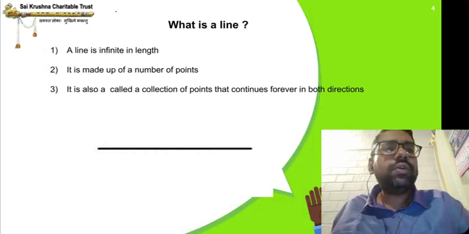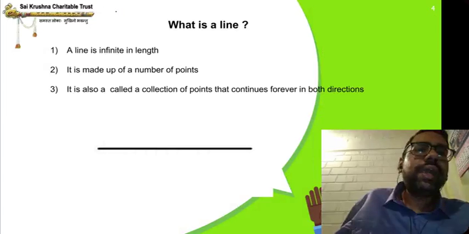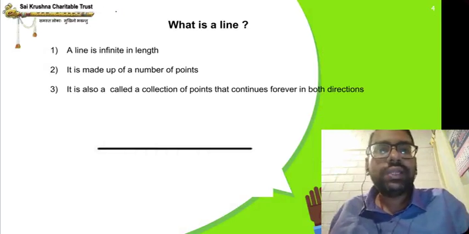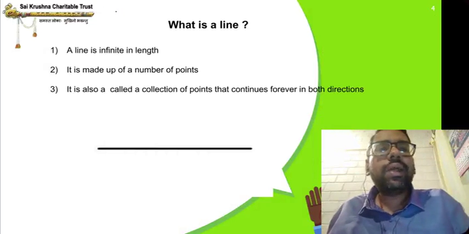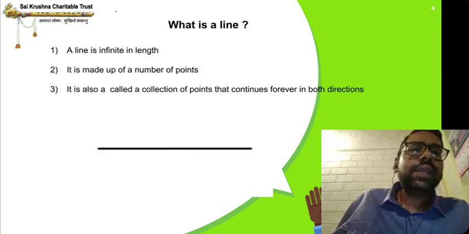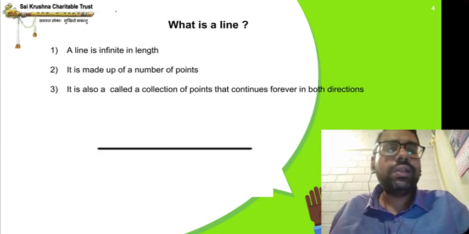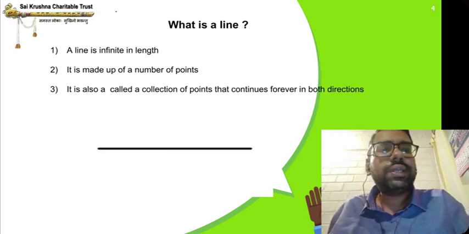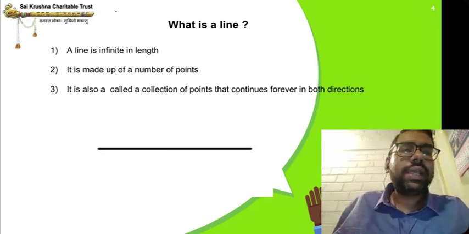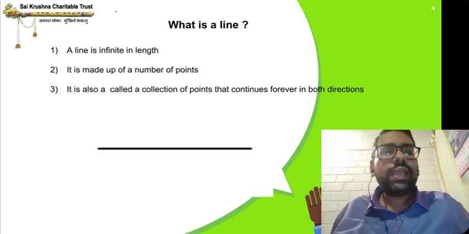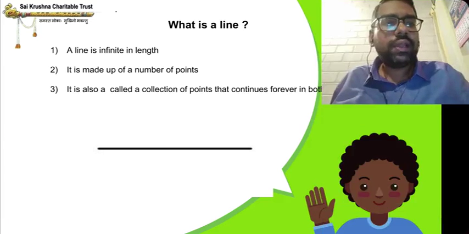Now, what is a line? I told you, a line is infinite in length. It is not finite. It is made up of a number of points. It is also called a collection of points that continues forever in both directions. There is no fixed length. I give an example of a line here, how a line looks.